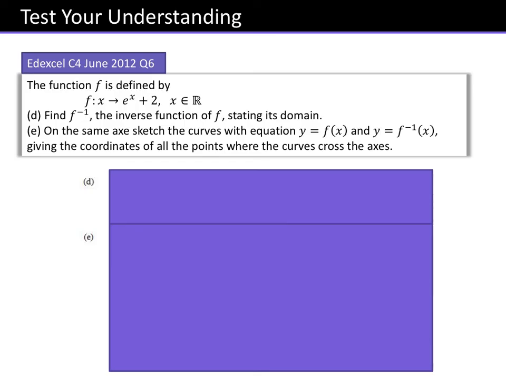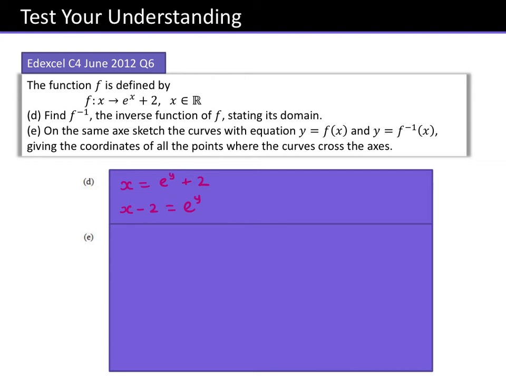Okay, so the function f is defined by f of x equals e to the power of x plus 2. Find the inverse function of f stating its domain. So, step one. We're going to write x equals e to the power of y plus 2. Okay? I'm going to move the 2 first. So x minus 2 equals e to the power of y. How do I get y on its own?